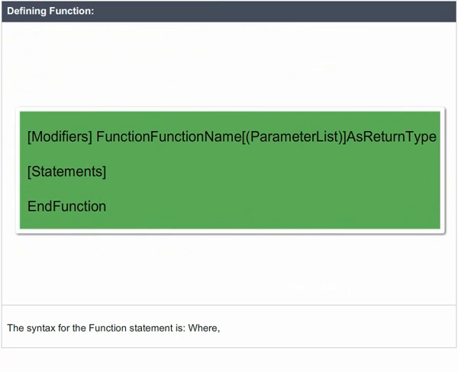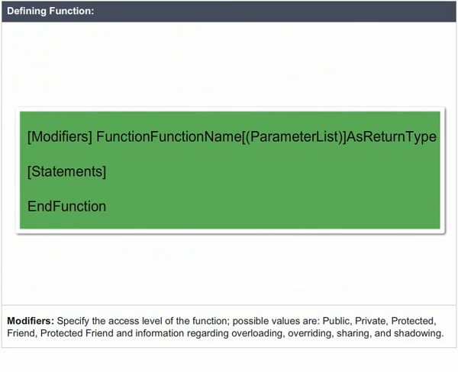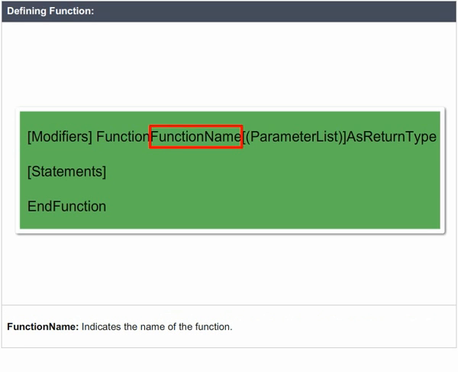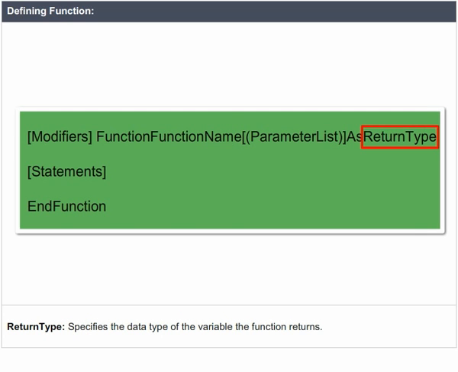The syntax for the Function statement is where modifiers specify the access level of the function. Possible values are Public, Private, Protected, Friend, and information regarding overloading, overriding, sharing, and shadowing. Function name indicates the name of the function. Parameter list specifies the list of the parameters. Return type specifies the data type of the variable the function returns.